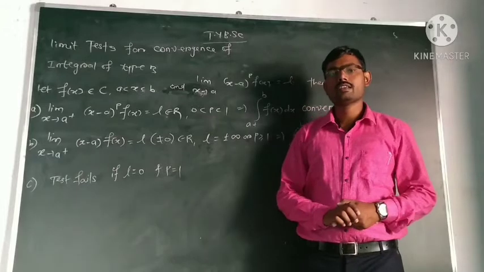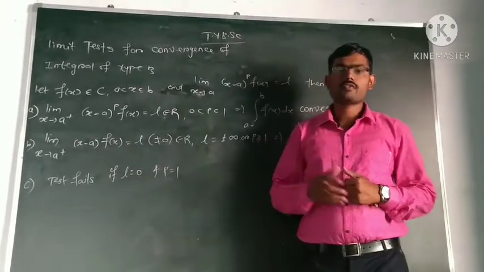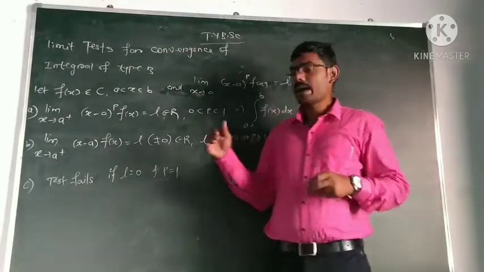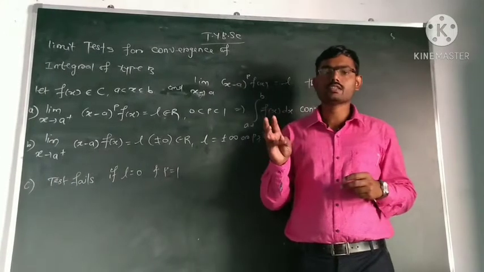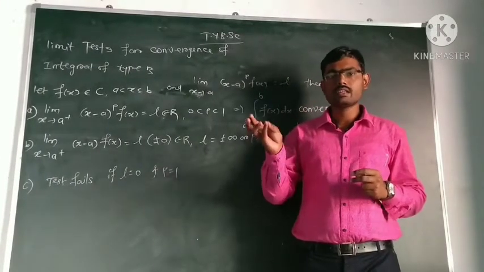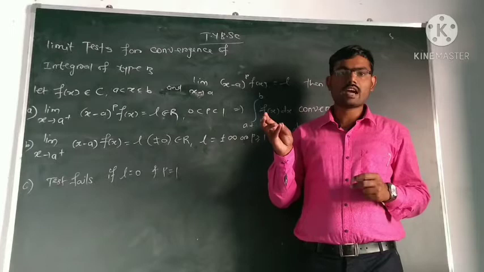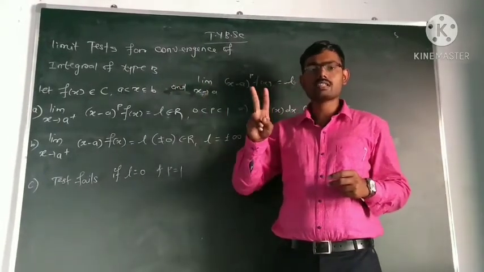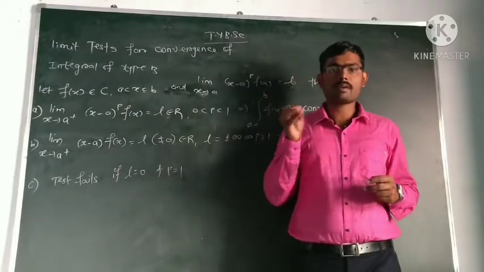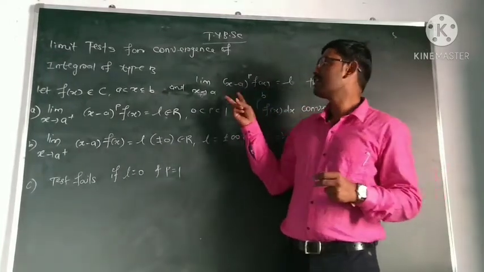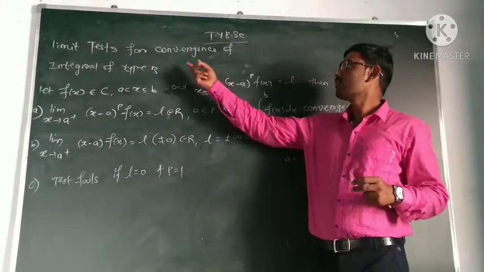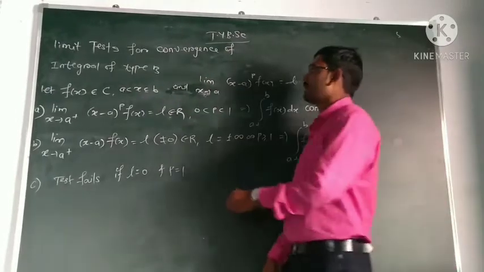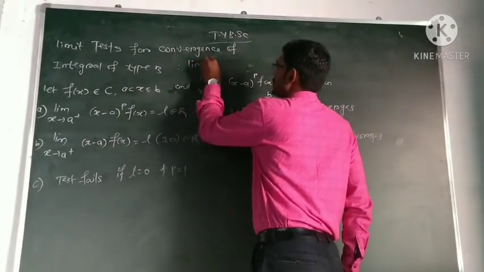Friends, we are learning the tests of convergence for improper integrals of type B. As we have seen, for type A there were the comparison test, the quotient test (the limit form of the comparison test), and the limit test. Similarly, in the last lecture for type B, we saw two tests: the comparison test and its limit form, the quotient test. And the third and last test for the convergence of integrals of type B is the limit test.